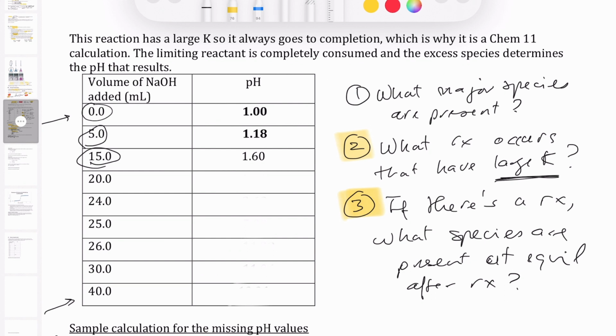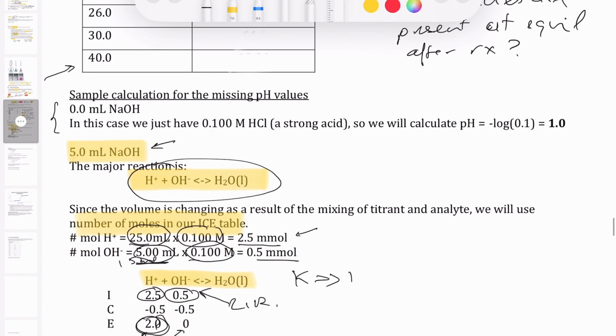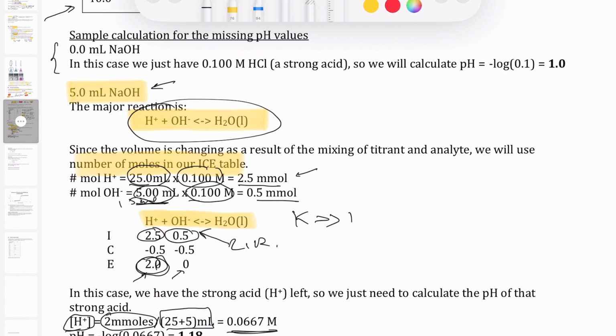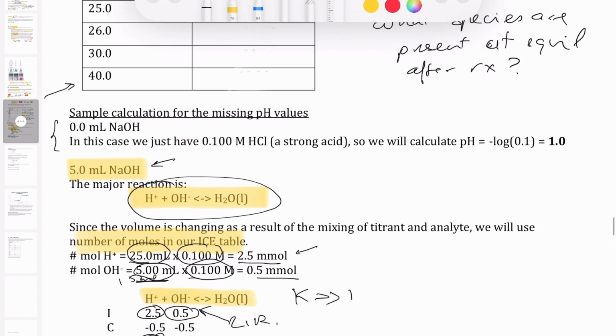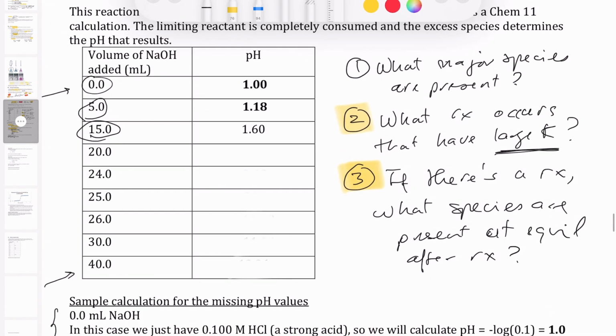Since we have the same concentration of HCl and NaOH, as long as the volume is less than 25 milliliters, the amount of H plus is always going to be in excess of the amount of OH minus. So then the pH will just depend on the H plus. So I would want you to go ahead and calculate all these other values for 20 and 24, and hopefully you'll be able to get these numbers right here.